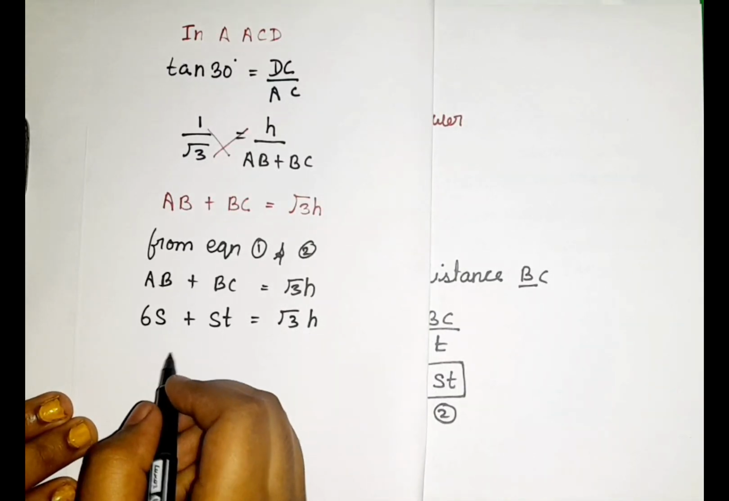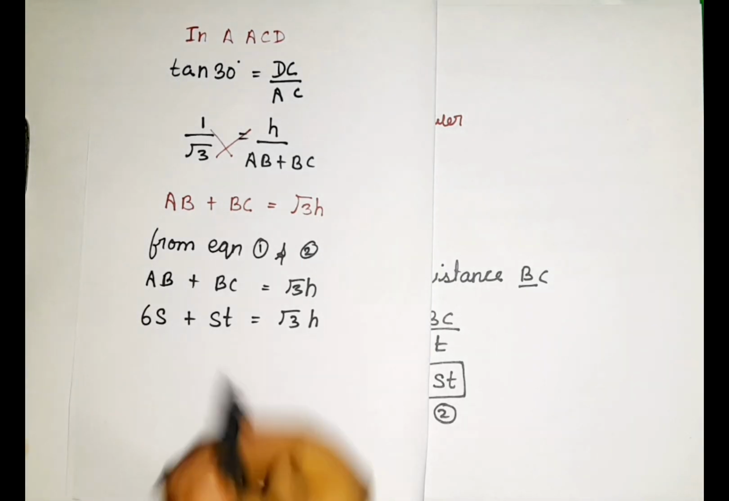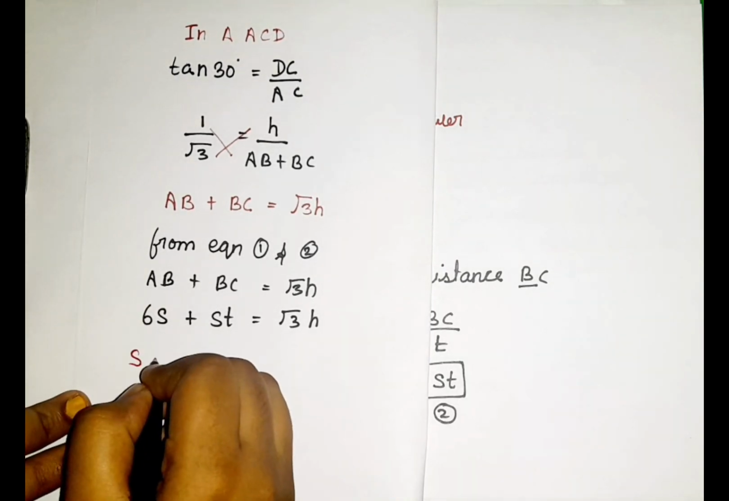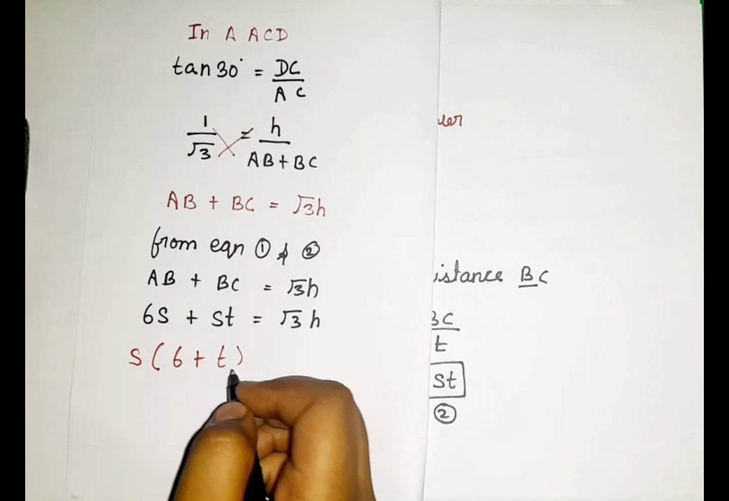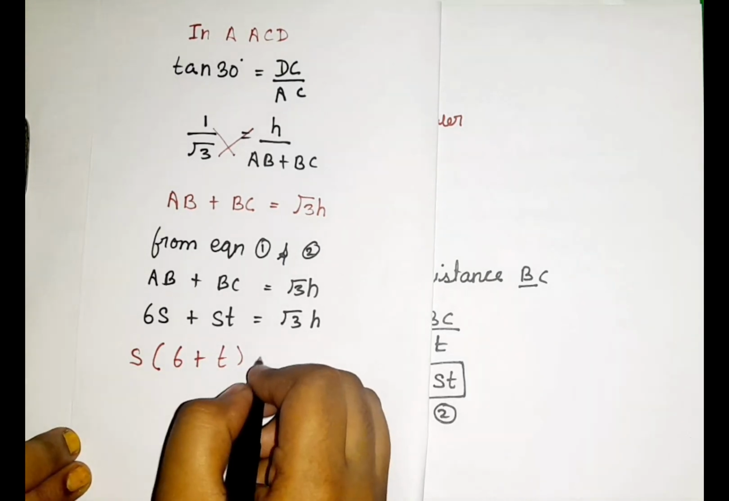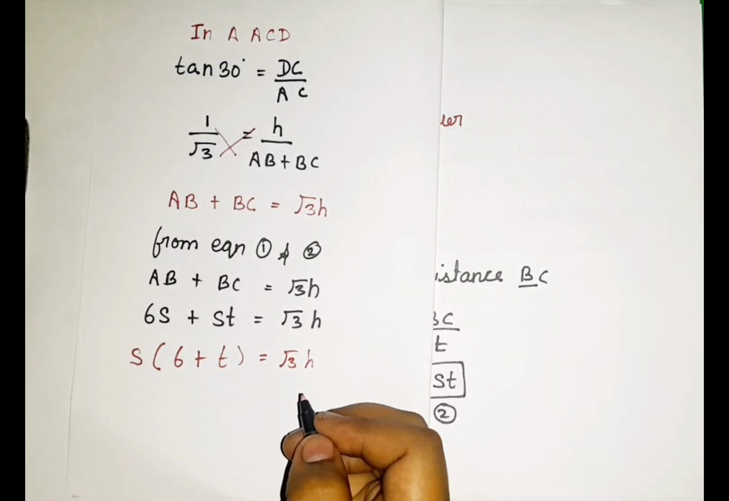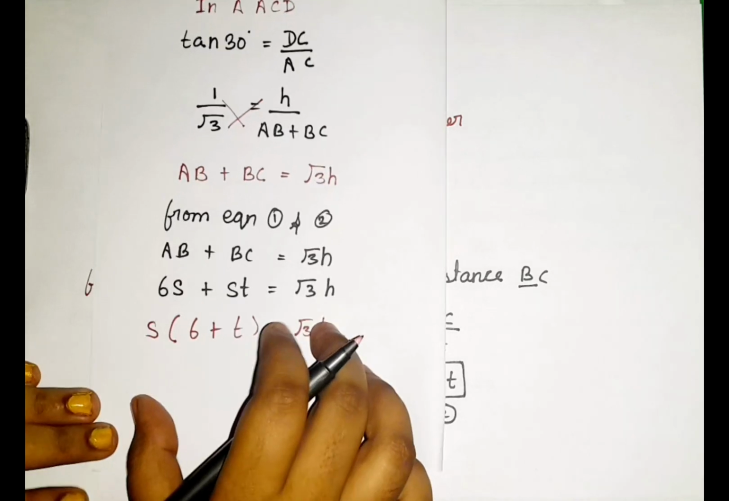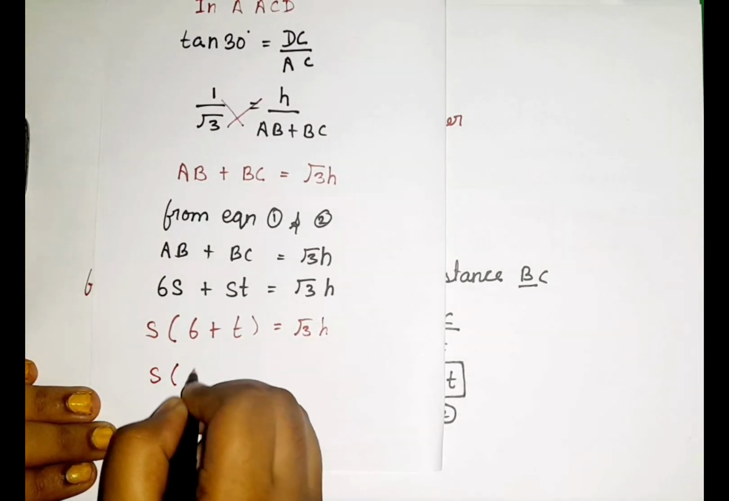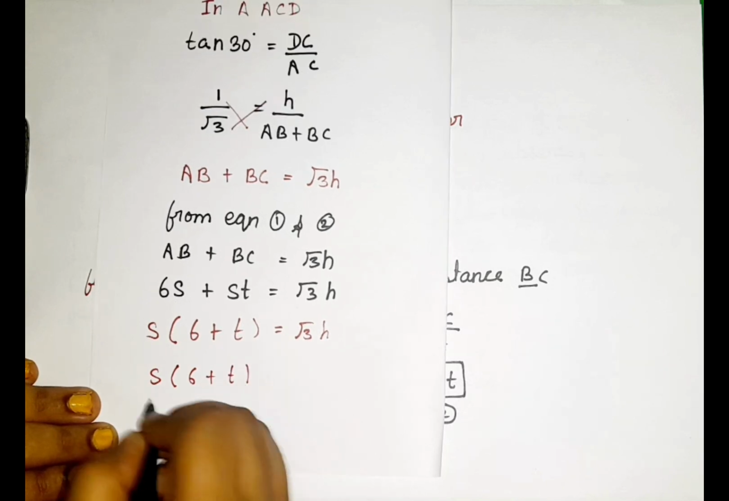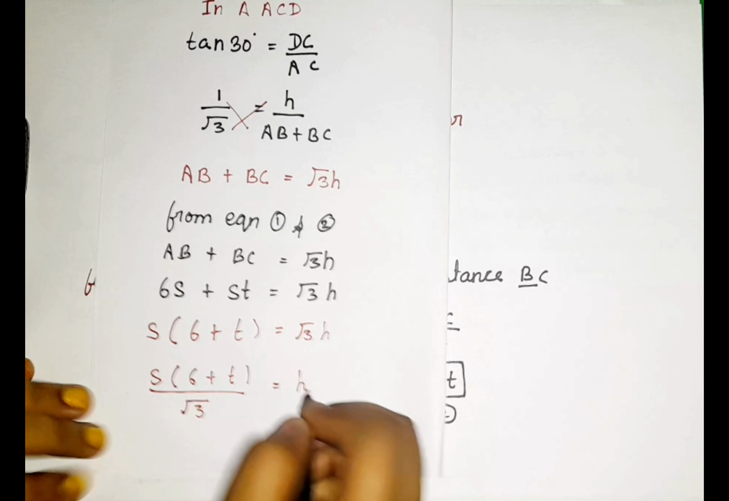Since I have two s right over here, I can actually take it as common. So let us take it as common. Then I will get s(6 + t) is equal to root 3 into h. Now what are we supposed to do? Let us get this root 3 to this side. When we get it to this side, it changes into division, and then is equal to h.